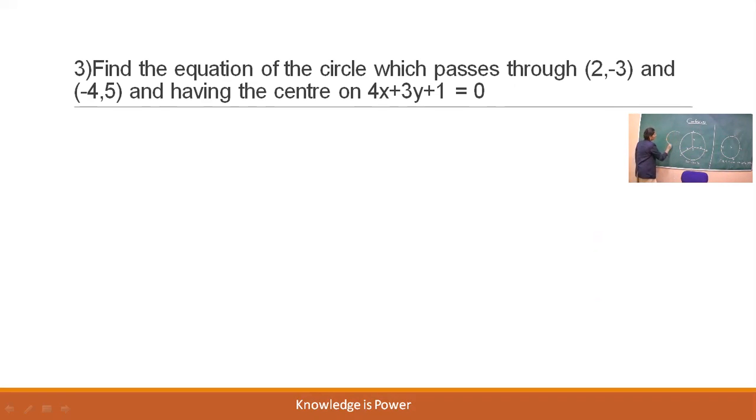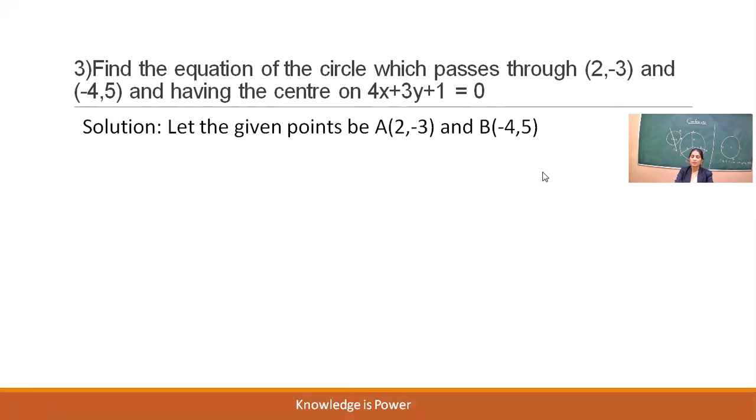We have a circle in which we have points A and B, and the center of the circle (minus g, minus f) is on a line L equal to 0. Now we are going to find out how to find the equation of that circle. First, the given points should be written.